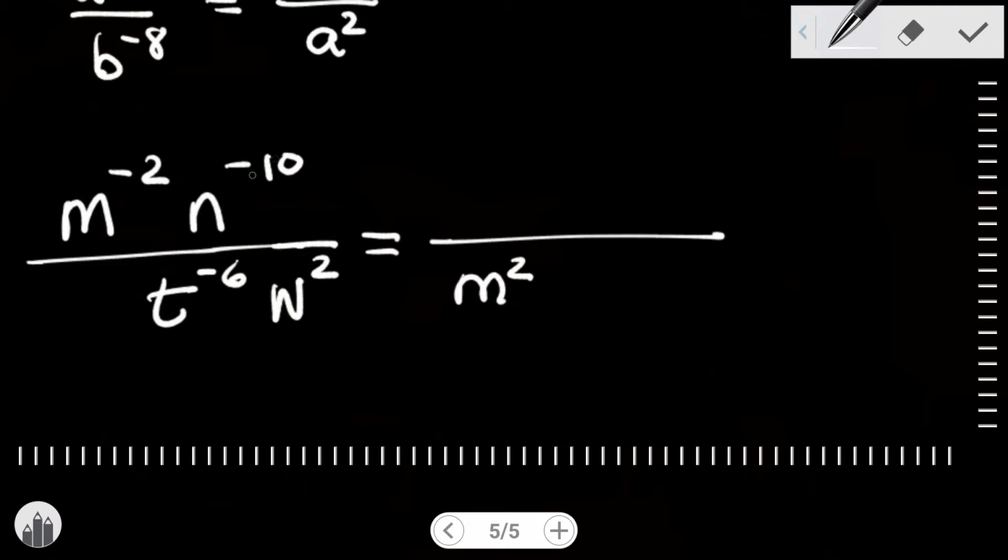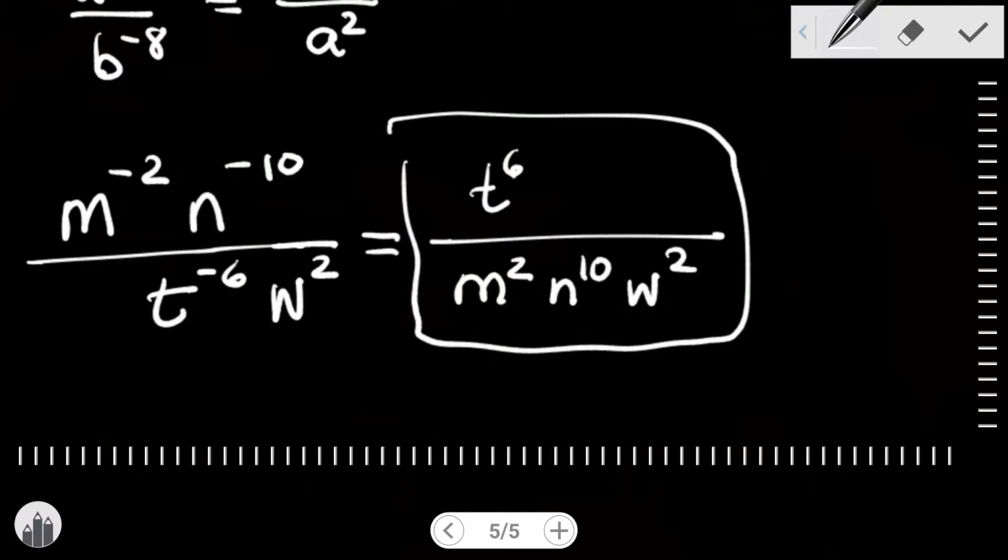And then you have n right here, n to the negative 10, which would make it n to the 10th on the bottom. Now, when you've got a t right here to the negative 6, that's going to get flipped to the top. And then this w is just going to stay where it's at because it's not negative or anything. So it just stays on the bottom. So that would be the final answer on that one.